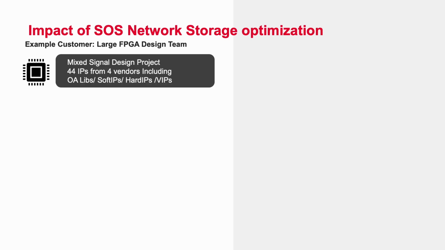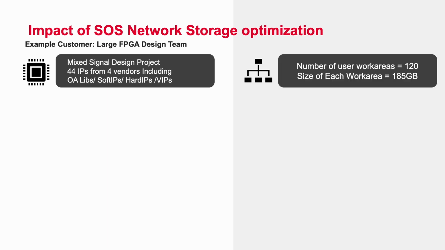So I'm going to take this quick example here of a large FPGA design team, and they have this mixed signal project which has about 44 IPs. They're coming from 4 different vendors, and these IPs could be anything. I mean, they're like open access libraries, soft IPs, hard IPs, verification IPs. It doesn't matter. For this particular customer, they had this kind of a mix. And if you look at the number of user work areas, they had 120 of them. And each work area was 185 gigabytes.